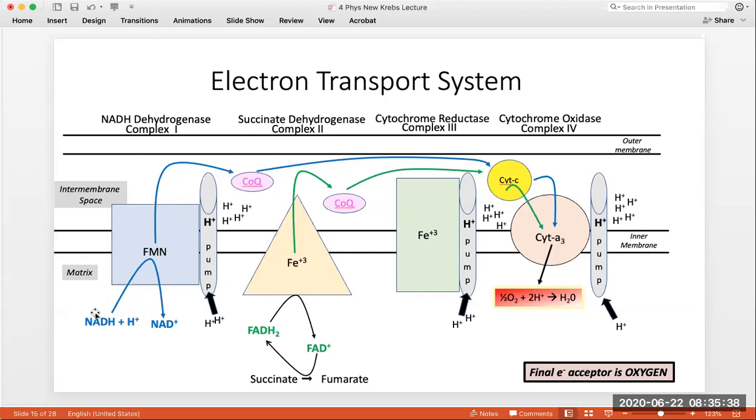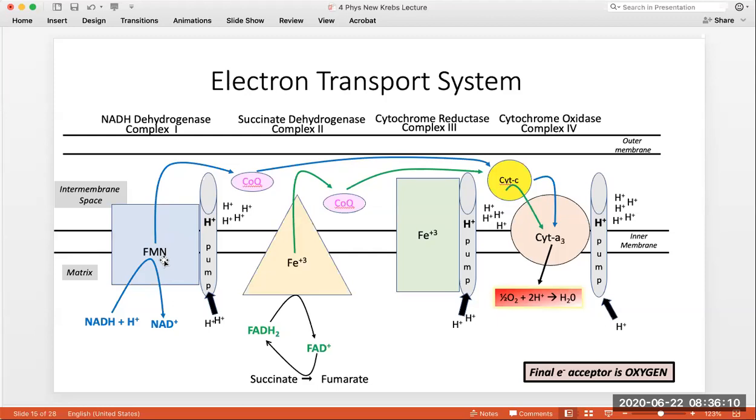So here's where the electrons enter the electron transport system. The very last thing that accepts the electrons is oxygen. And when oxygen accepts the electrons, it gets reduced to water. And again, oxygen has a very strong oxidative power. It has a very strong pull on these electrons because it's so electronegative. So it's literally like a magnet that is pulling these electrons through the complexes and ultimately towards oxygen.